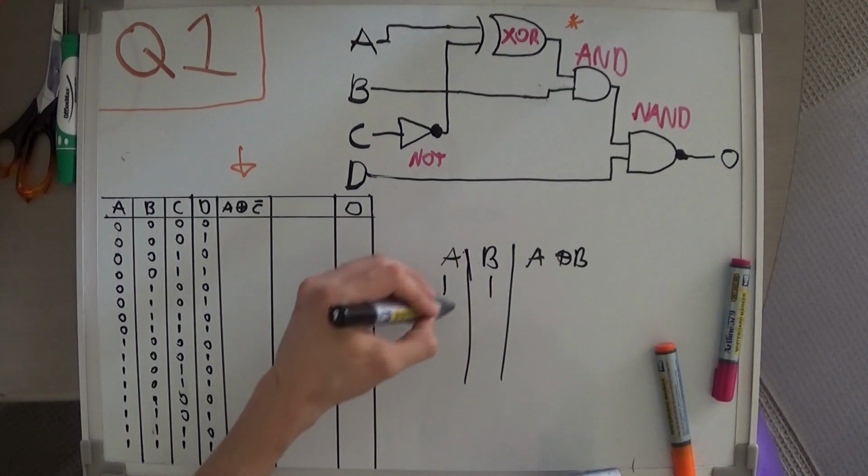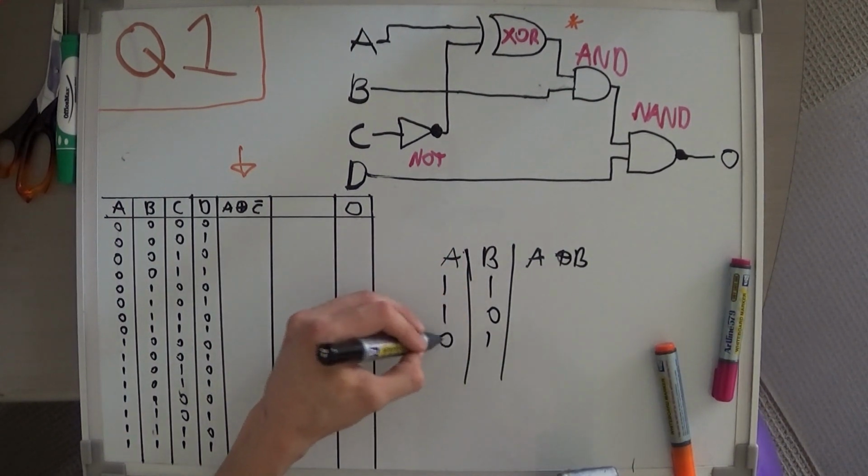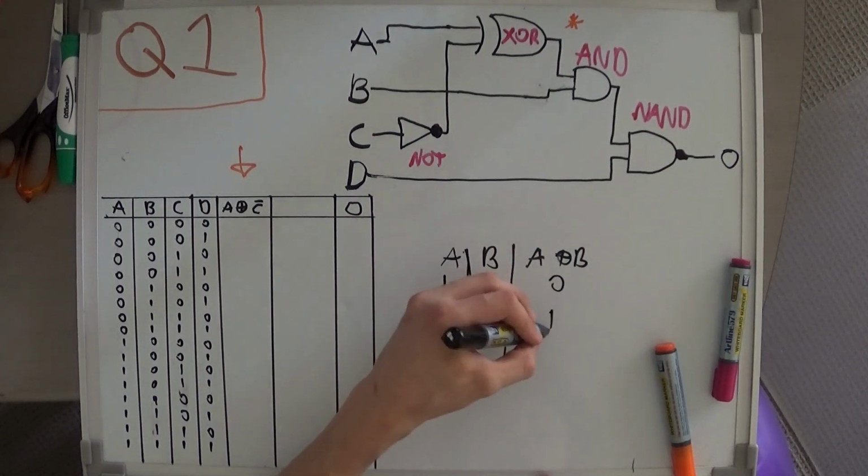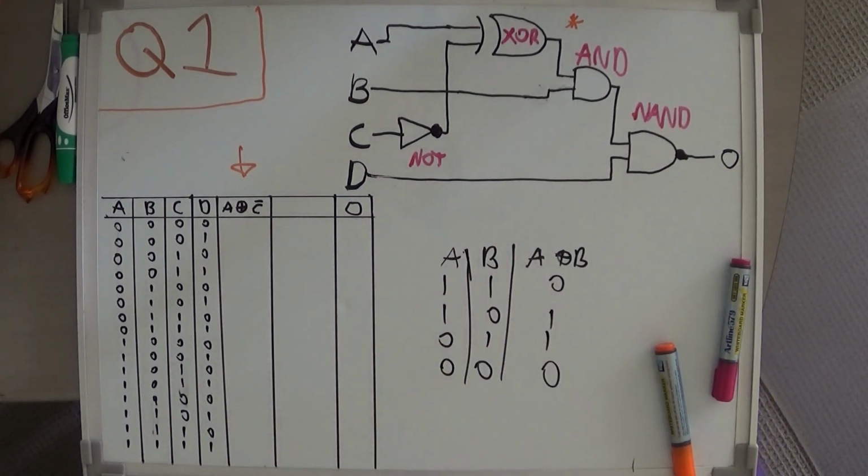1, 1, 1, 0, 1, 0, and 0, 0. So A XOR B, it's exclusively OR. When the two inputs are different, the output is high, otherwise the output is low. So A XOR B will look something like this. Ideally you'll just be able to remember how this works, or you'll have it on your cheat sheet and be able to refer to it.